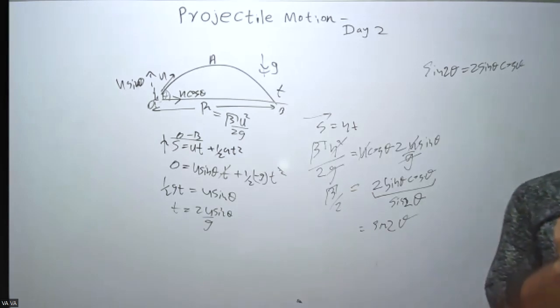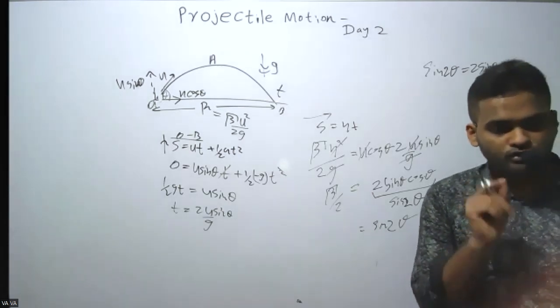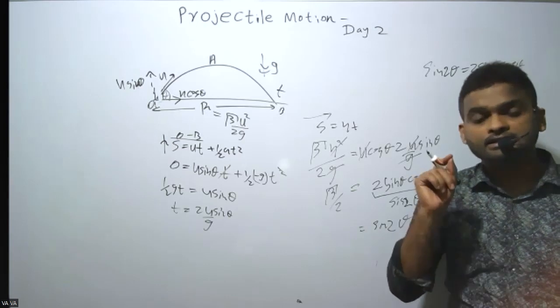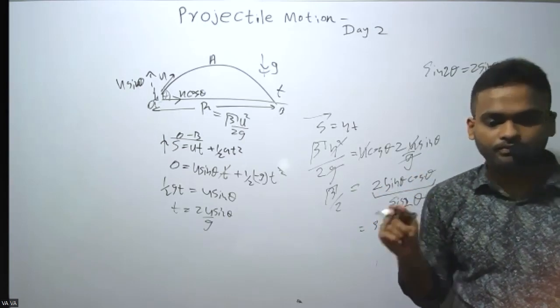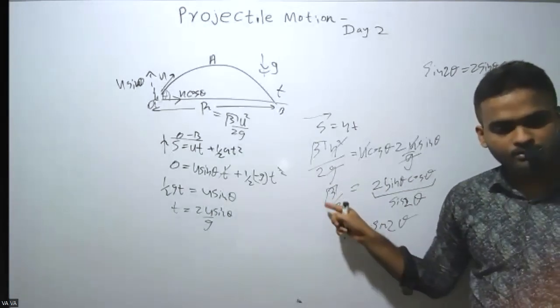So what is root 3 over 2? Root 3 over 2 is sine 60. Sine 60 is equal to root 3 over 2. So instead of this one, you can put sine 60.